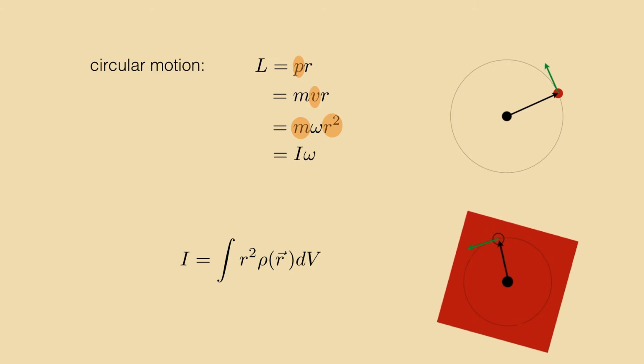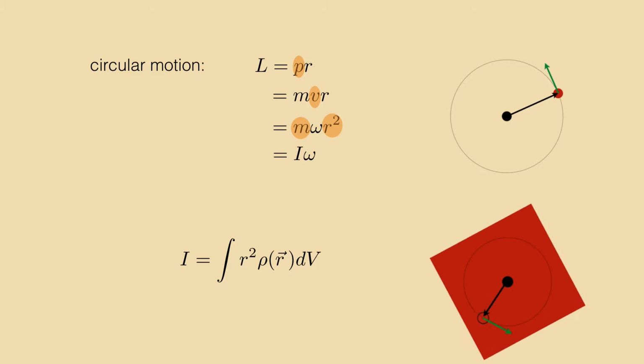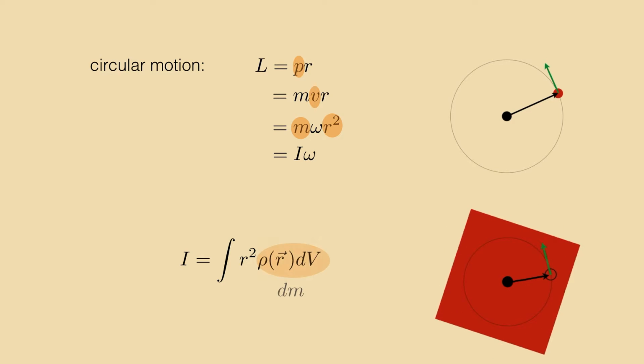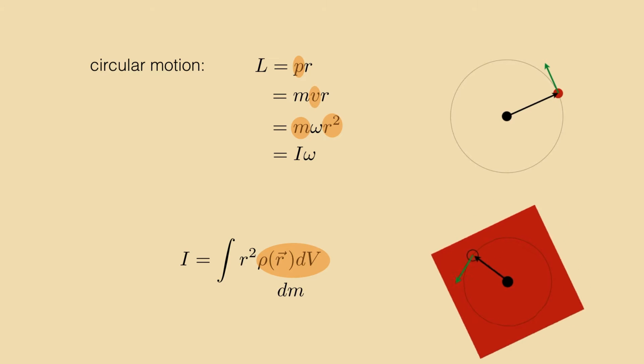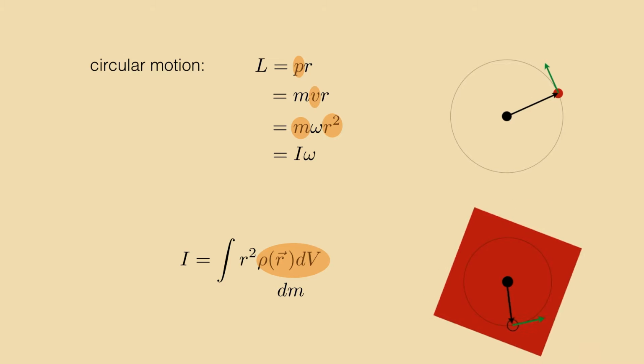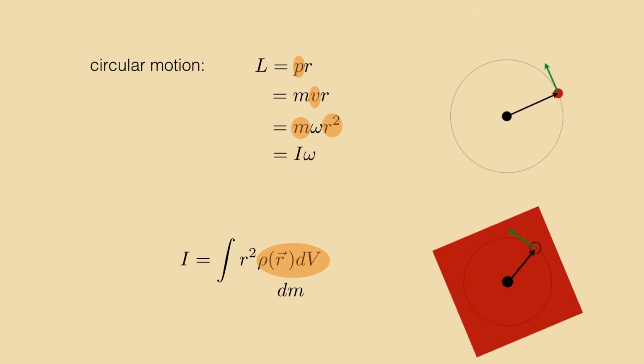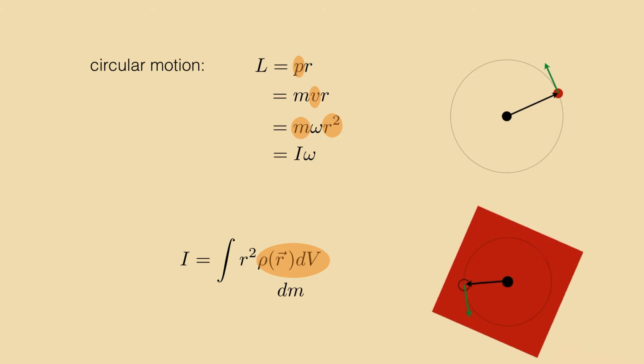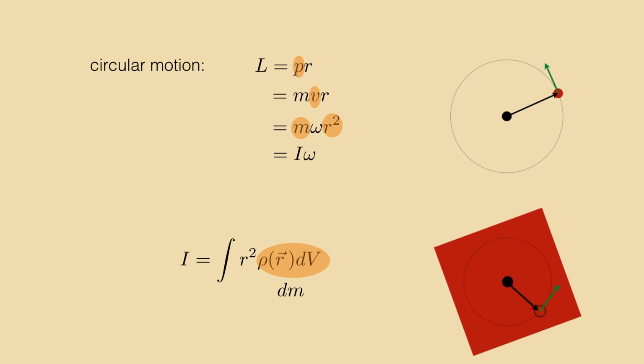Now the notation that they used in the episode was actually the integral of r squared dm. This is because this product of mass density times a tiny little piece of volume can be thought of as a unit piece of mass. Density times volume equals mass.